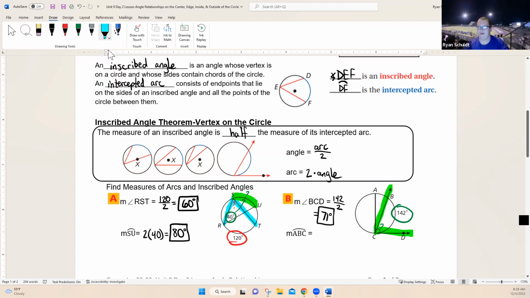Then they ask you to find the measure of angle ABC. Now that one, you can almost look at. That is a semicircle. Using our vocab from yesterday, this is a semicircle. So it's going to be equal to 180. Okay, so there is the front of the notes. Let's flip over and go to the back.